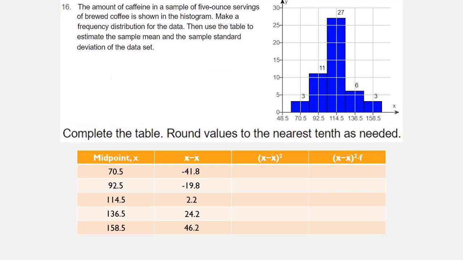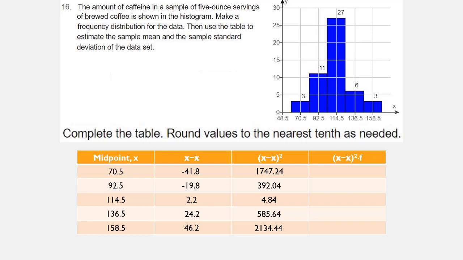Now we have to take each one of these deviations and square it. We get 1747.24, 392.04, 4.84, 585.64, and 2134.44. Then we multiply each of these times the frequency. We can still see the frequencies in the histogram above. So when the midpoint's 70.5, the frequency is 3.